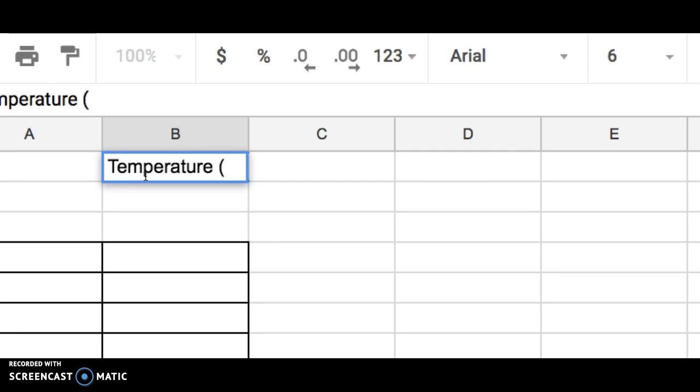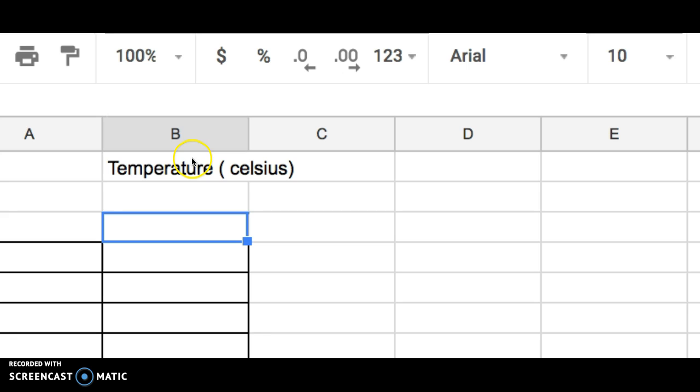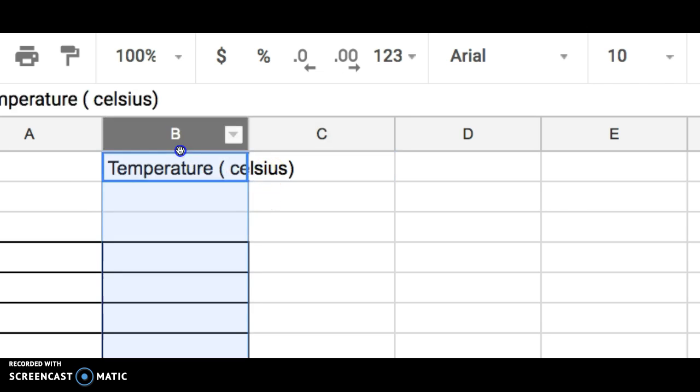you want to also put in your units. So if you are measuring temperature, you're going to measure the units of temperature, because you could choose Fahrenheit or Celsius. We're going to choose Celsius if we're doing our temperature. So think about what you're going to measure and how you're going to design your experiment.